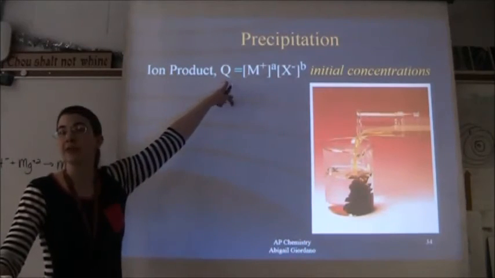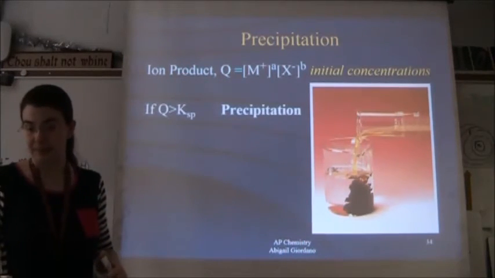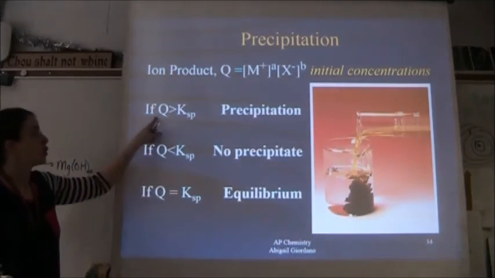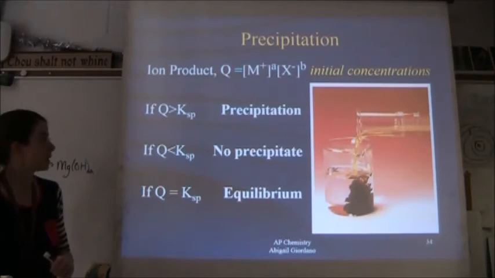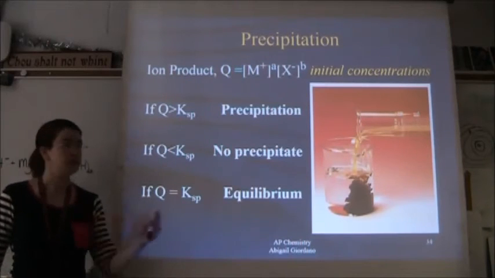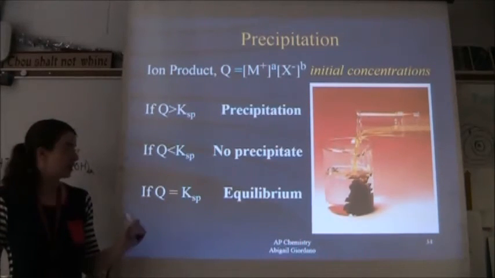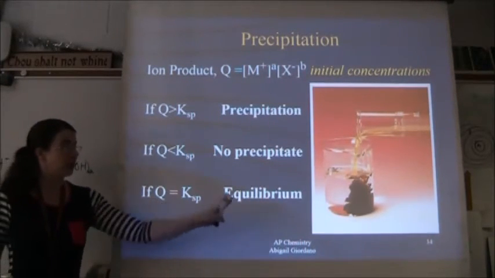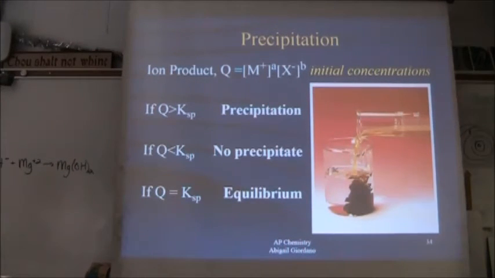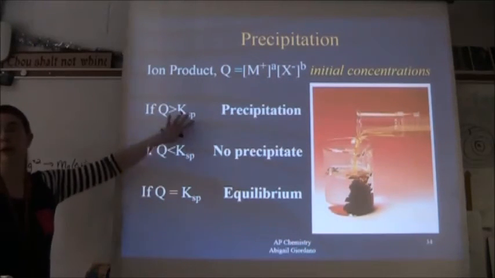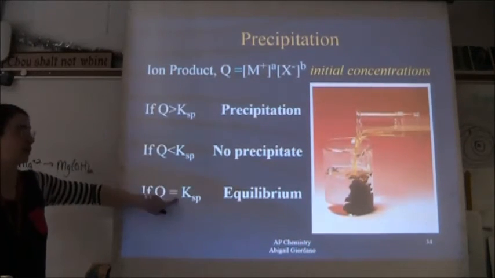Once you get a number for Q, guys, it's easy. If Q is greater than Ksp, yes, we'll get a precipitate. If Q is less, no, you won't. If they're equal, all you have to say is, we are at equilibrium. And I have a silly little memory trick to help you remember this.